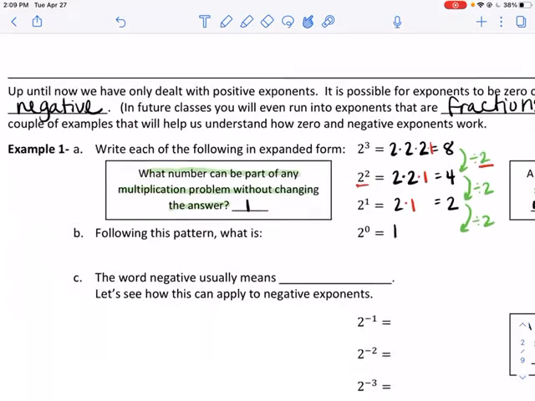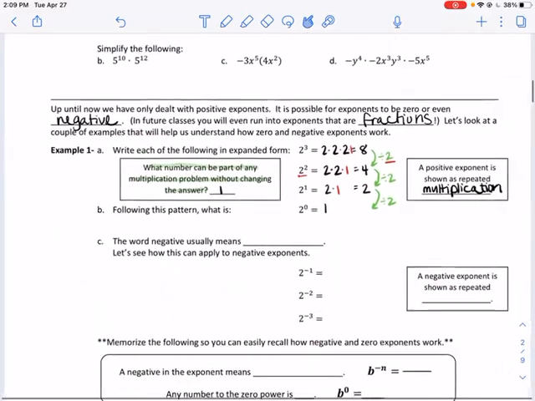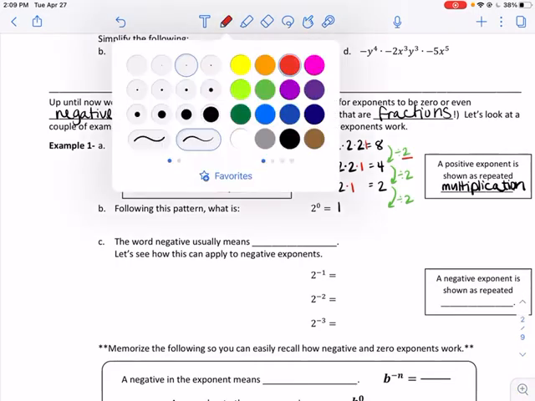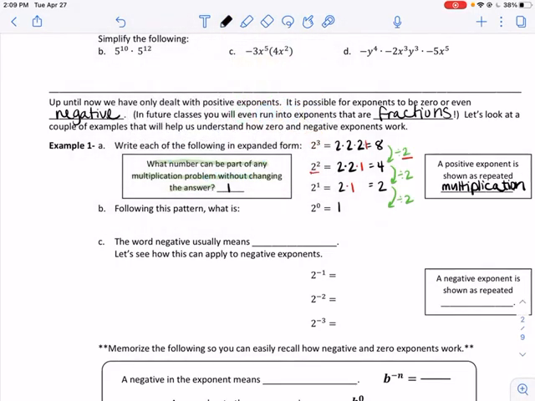Now let's look at negative numbers. So a positive exponent is usually shown as repeated multiplication, and a negative exponent, well, the word negative usually means it's the opposite. So it's going to go kind of the opposite direction, and it's going to be shown as repeated division. Let's just keep on going.